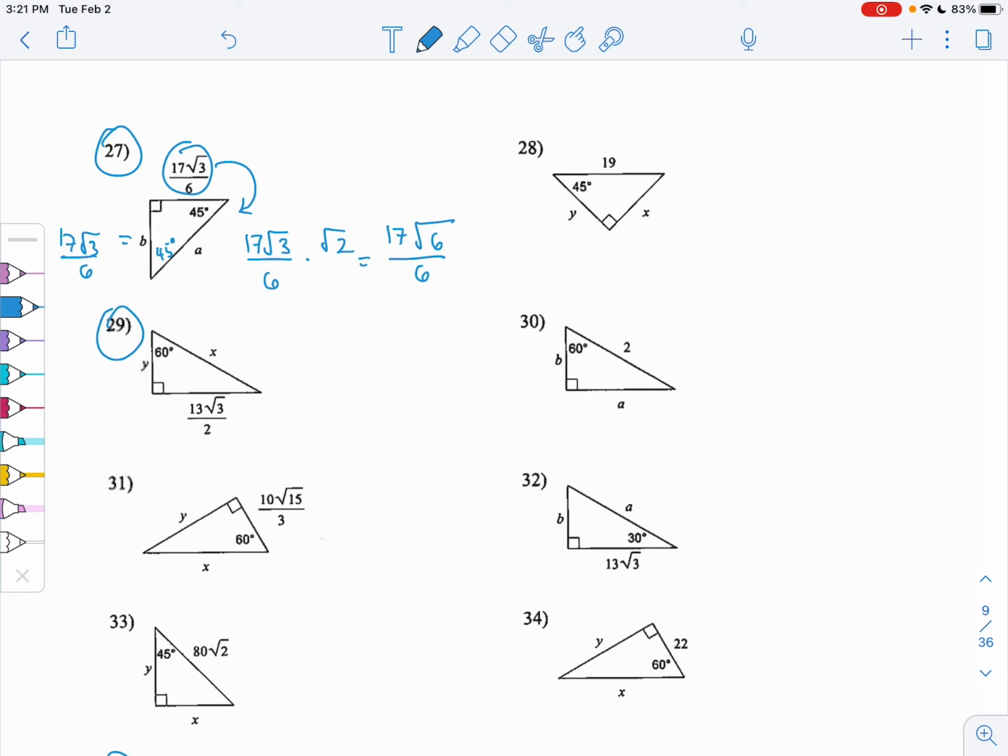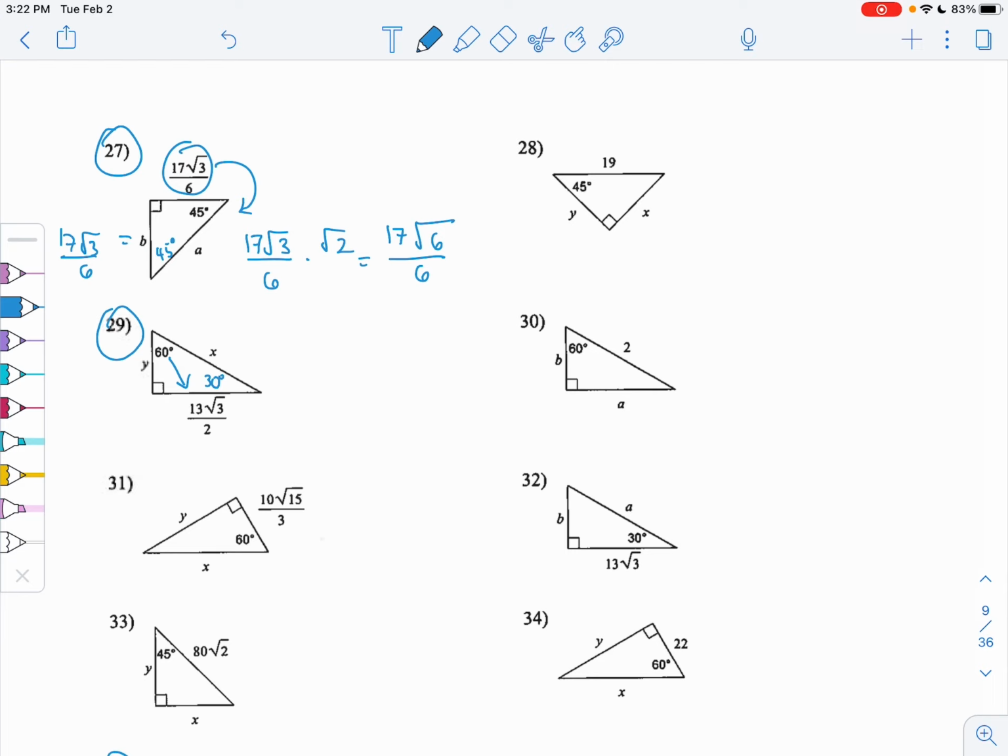For 29, you have a 30, 60, 90 triangle. And when we're assessing what we have, we have the longer leg. So remember, with 30, 60, 90 triangles, you're always trying to go back to the short leg. So if we go backwards, that's a division problem. So 13 rad 3 over 2. The factor in which we go back from a long leg to a short leg would be through division. And when we decide what to divide by, we would divide by radical 3.